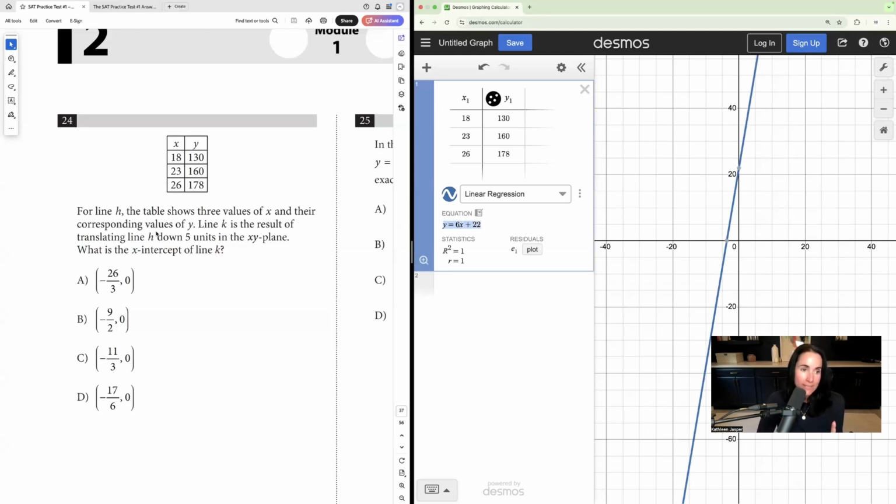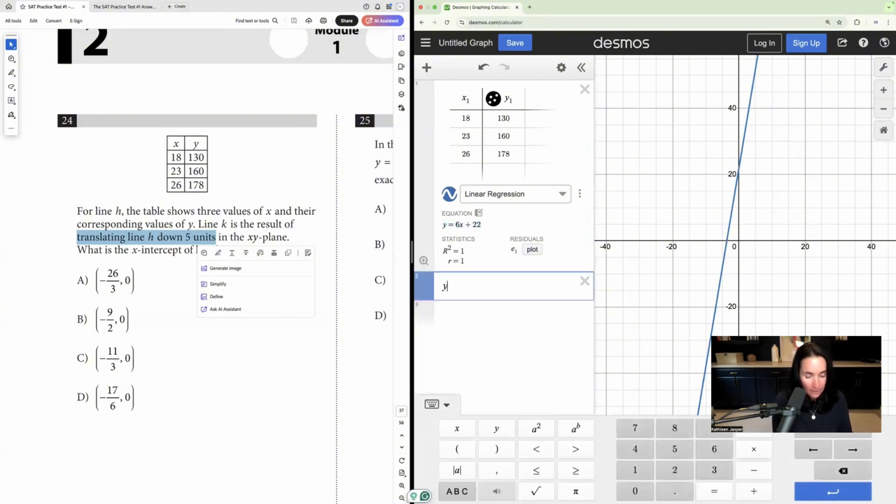Well, remember, it says translating line H down 5 units. So we're moving the line down on the y-intercept here. So what we want to do is subtract 5 from the 22. And when we do, I'm just going to take this and go y equals 6x plus, what's 22 minus 5? 17. Oh, notice I have another line here.